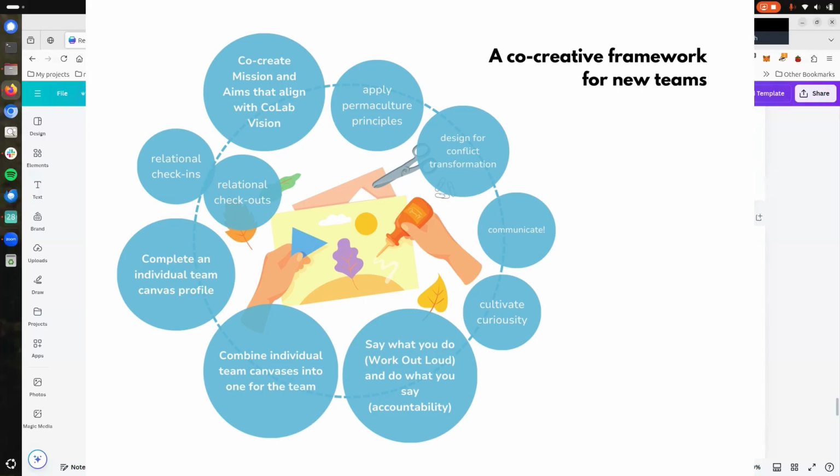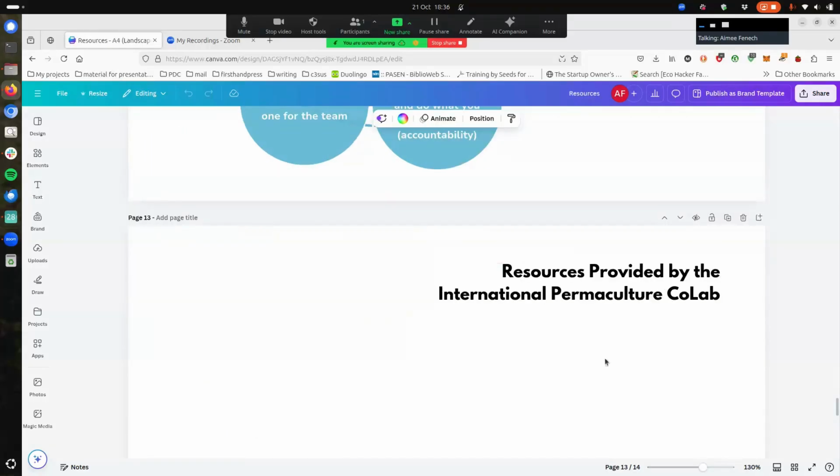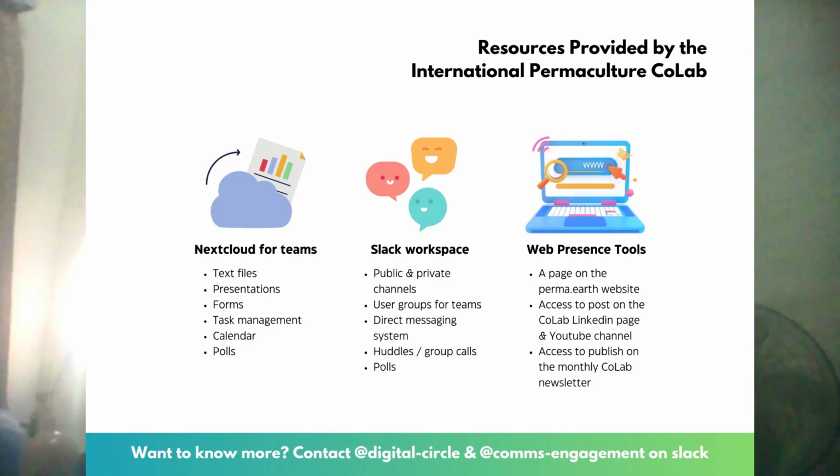Okay, now resources provided by the CoLab. The digital tools that are provided for micro enterprises in the CoLab are the Nextcloud, which is a Google Drive alternative, open source alternative, and that allows micro enterprises to store the documents in this shared drive. We also have the Slack. So the CoLab Slack is provided for all the CoLab Slack members to interact with each other. You can have new channels, private channels, or public, depending how you want to operate. And these are all interesting tools.